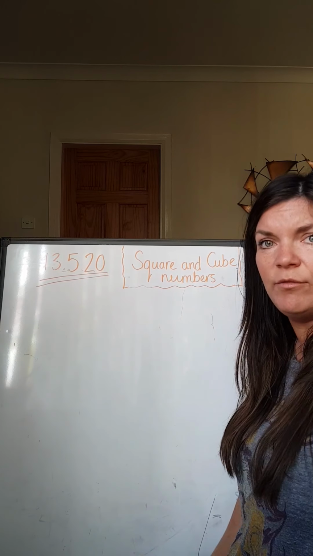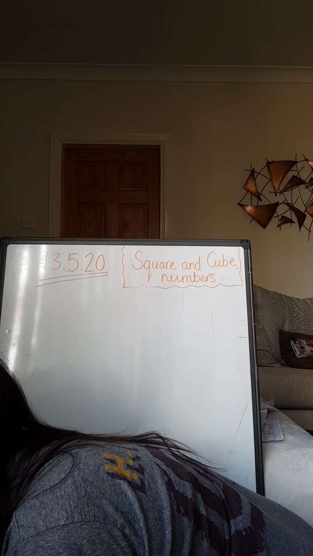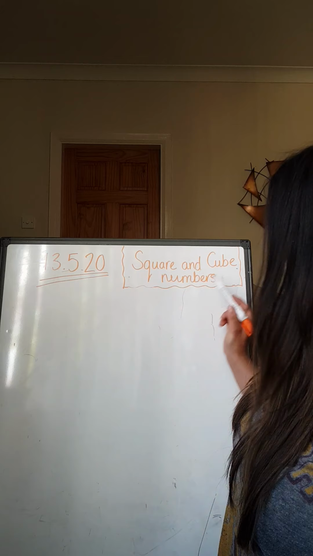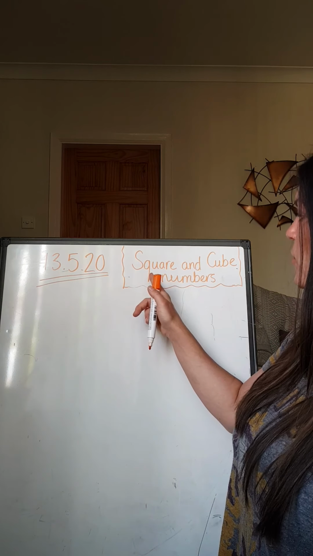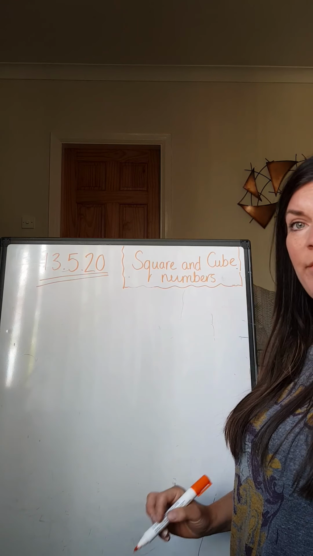I hope that really clears up any trickiness that you found with square numbers, because I'm going to move on to today's learning, which is all about cube numbers. So it's the same really, apart from you timesing it by itself, the number 3 times.